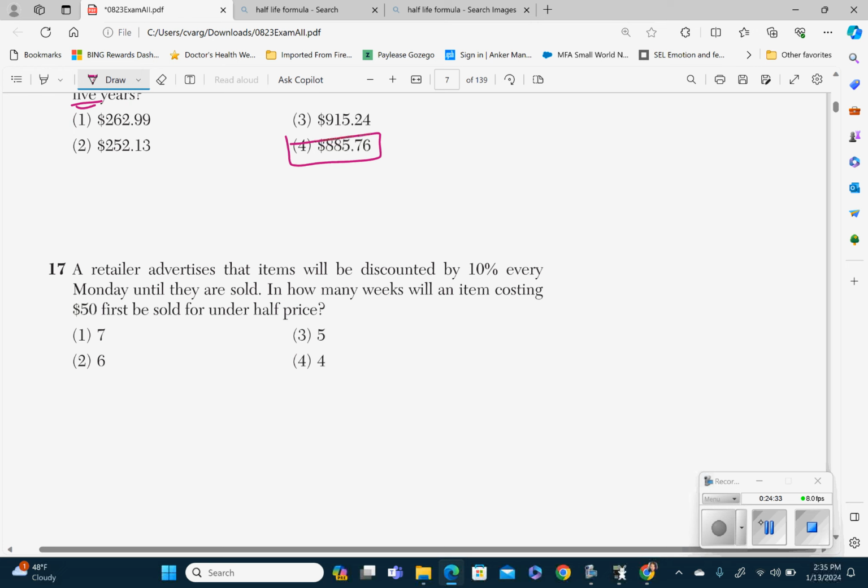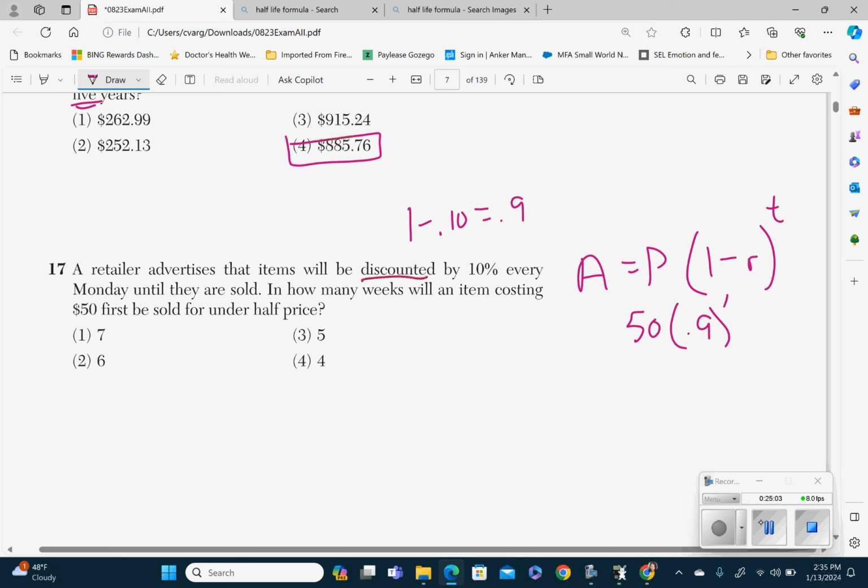Okay. So we're starting, so this is our A equals P, times 1 minus, specifically because it's discounted, 1 minus our rate to the T power. We're starting at $50. It's 10% off, so 1 minus 10%. So 0.10 is going to be the same thing as 0.90. So that's what's going to go here.